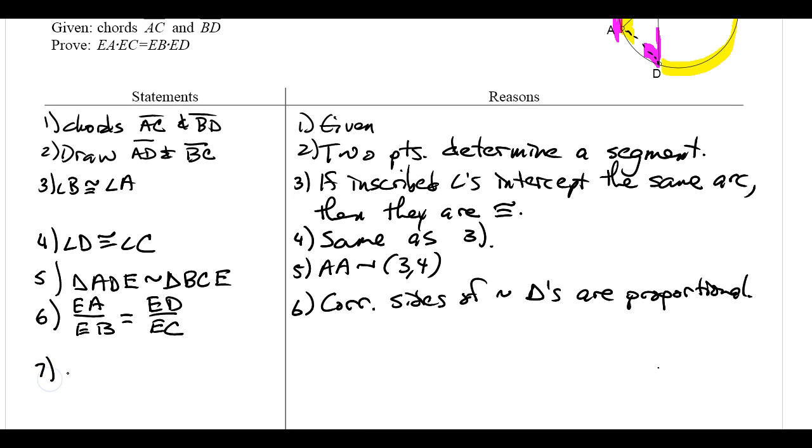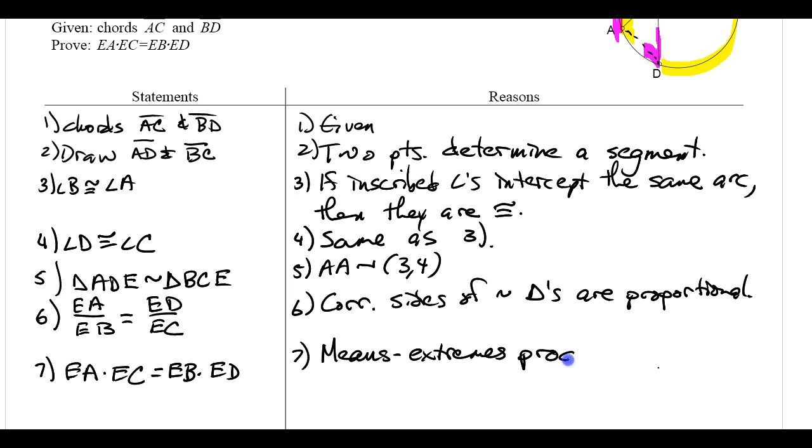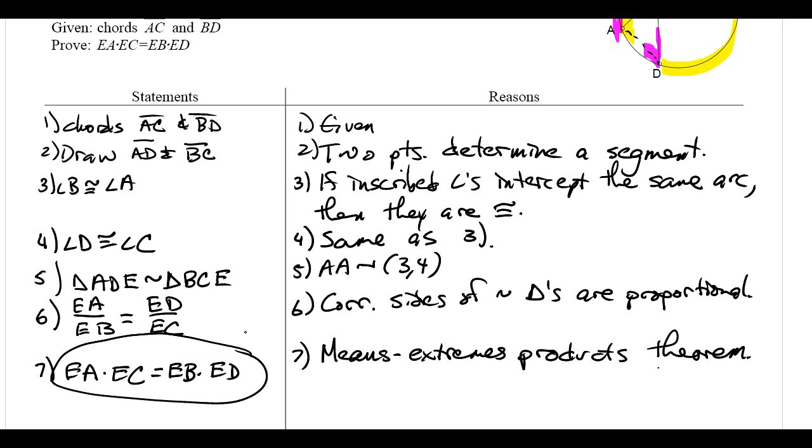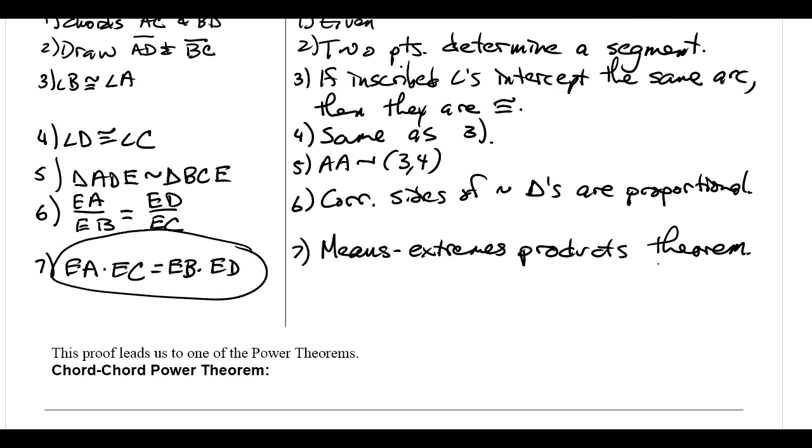So I've got step 7, EA times EC is equal to EB times ED. And this is just our means, extremes, products theorem. Alright, and that's it. So we started out with two chords that intersected in a circle, and we basically proved that the product of the pieces of each chord are going to be equal to each other. So now we've got a new theorem.